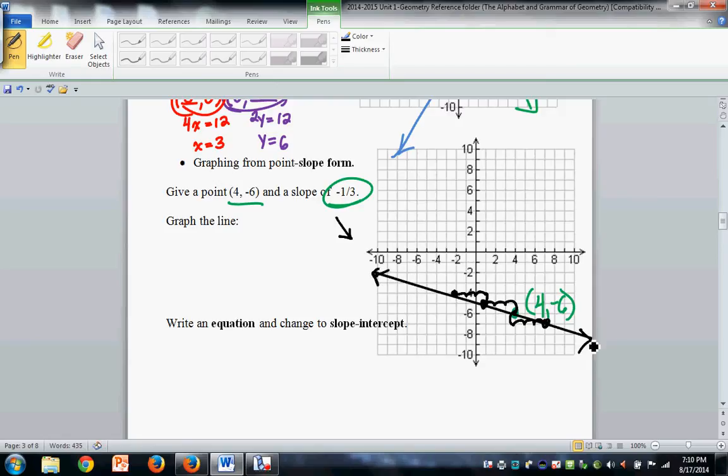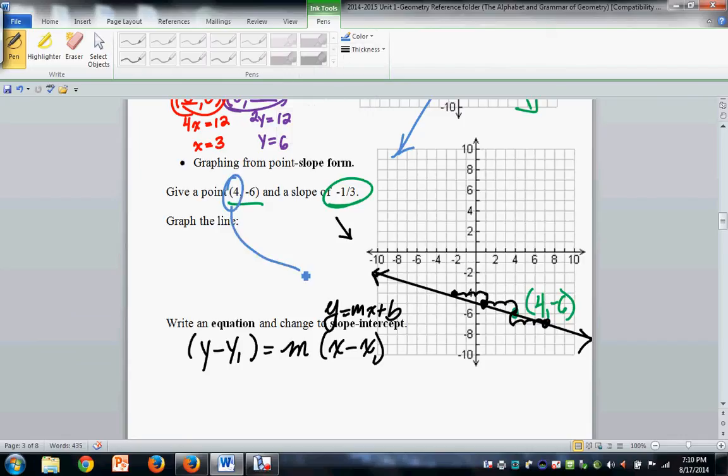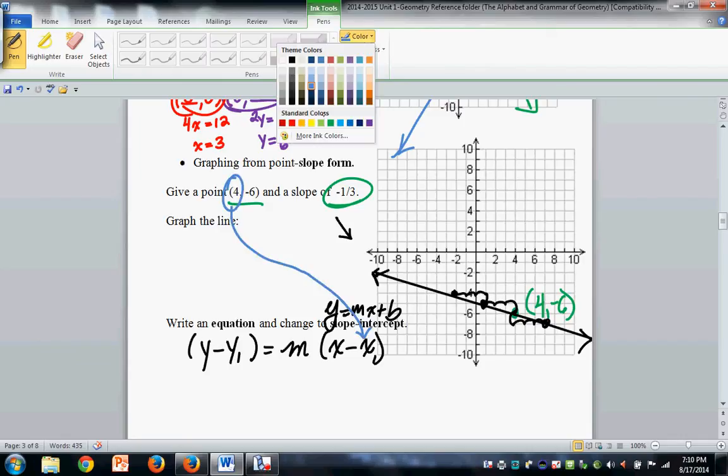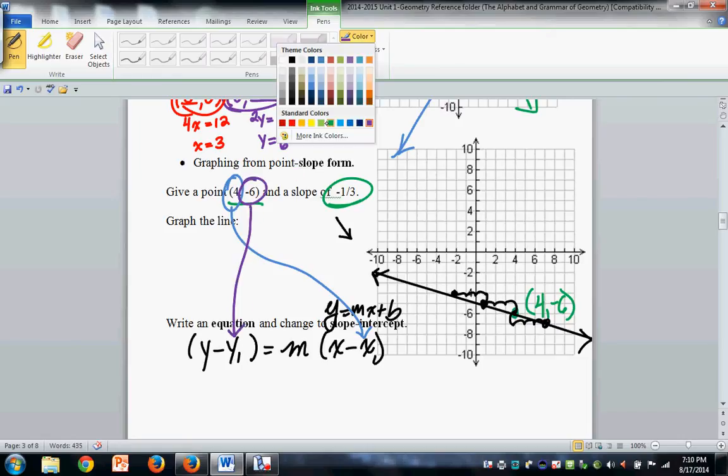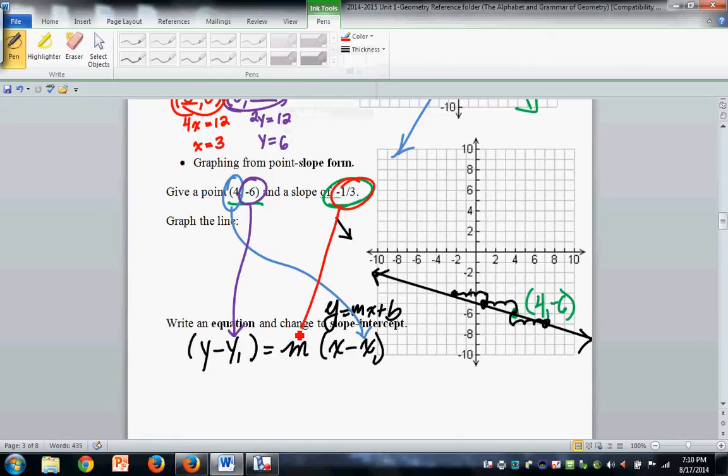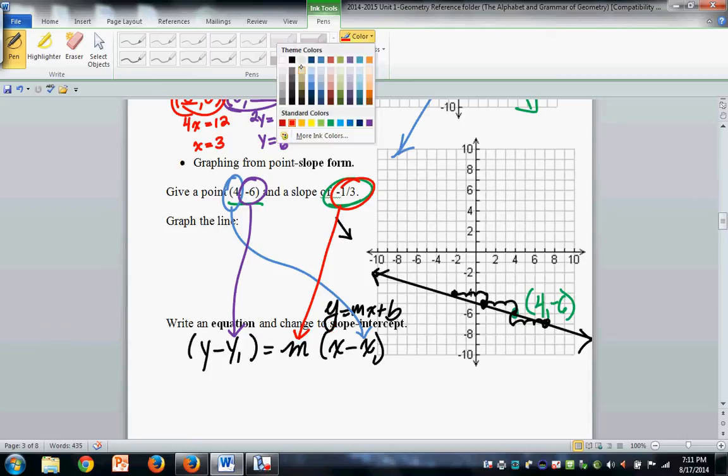And now to write a slope-intercept equation, y equals mx plus b, we're going to use what's called the point-slope form, which looks like this. y minus y1 equals slope times x minus x1. Here, that 4 is going to be the x1. The negative 6, circle and do the arrows with me, is going to be your y1. And of course, the negative 1/3 goes here. So let's plug this in.